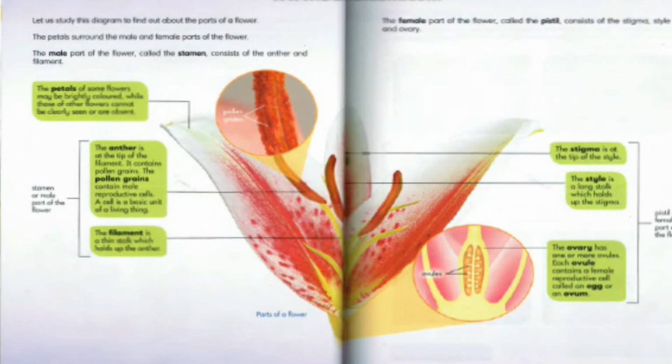The female part of the flower, called the pistil, consists of the stigma, style and ovary. The stigma is at the tip of the style. The style is a long stalk which holds up the stigma. The ovary has one or more ovules. Each ovule contains a female reproductive cell called an egg or an ovum. Pistil or female part of the flower.